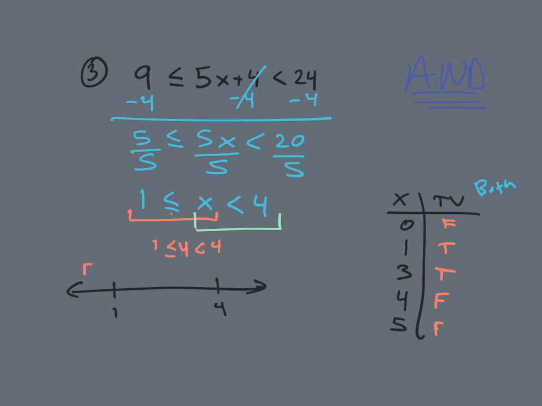So I've got false, true, true, false, false. So I fill in a circle at 1, open circle at 4, and shade the true in the middle. Then my interval notation is going to be bracket 1, comma 4, parenthesis, because I have a filled-in circle at 1 and an open circle at 4.